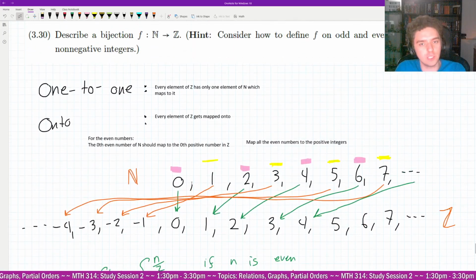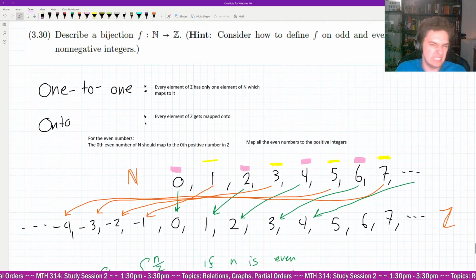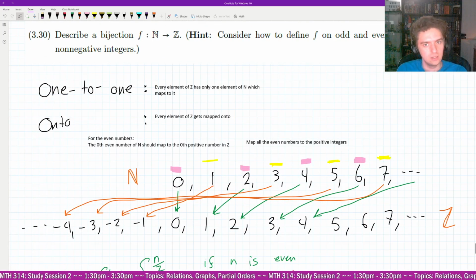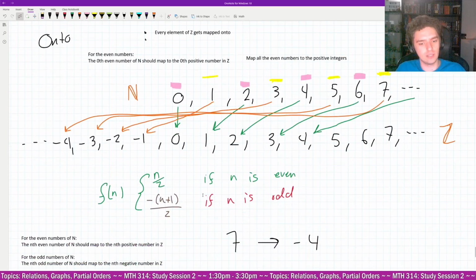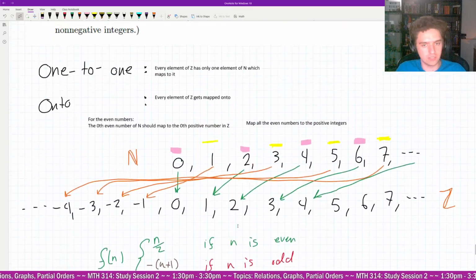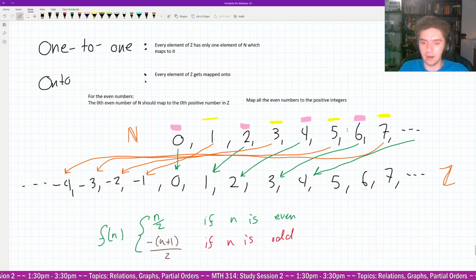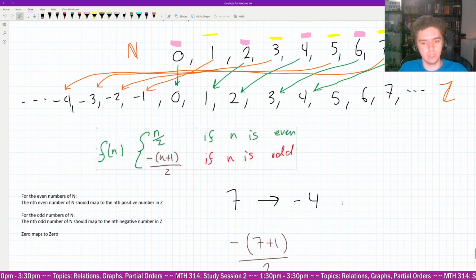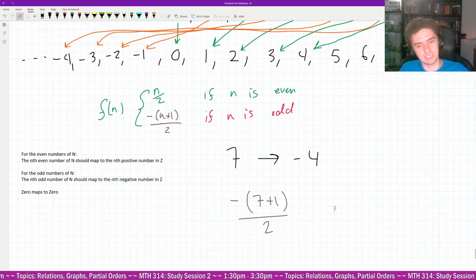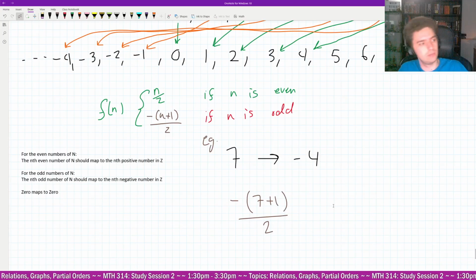So definitely a confusing question. I'd say this is definitely the hardest question from the practice work. If you're confused by it, try to go over everything I've written here. See how I mapped what to what. See how I dealt with the even numbers and the odd numbers separately. And then try to go through and see how I made the formula. This is just an example of something relating to itself.